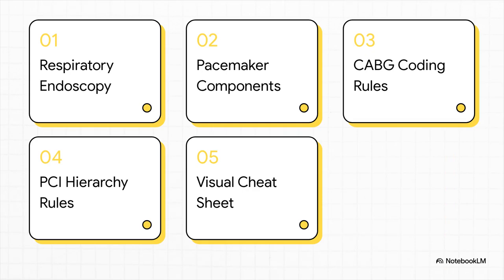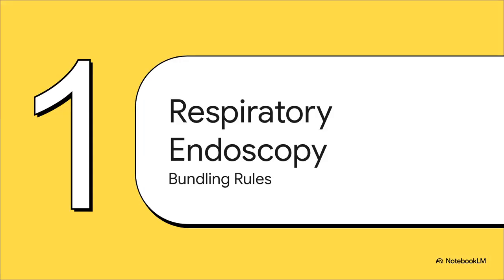Here's our agenda for today. We're tackling high-yield, boss-level scenarios. First up, respiratory endoscopy bundling rules. Then pacemaker component coding rules. After that, CABG combination coding rules. Next, coronary interventions hierarchy rules. And finally, we'll wrap up with a visual summary cheat sheet. Let's get into it. Section 1.